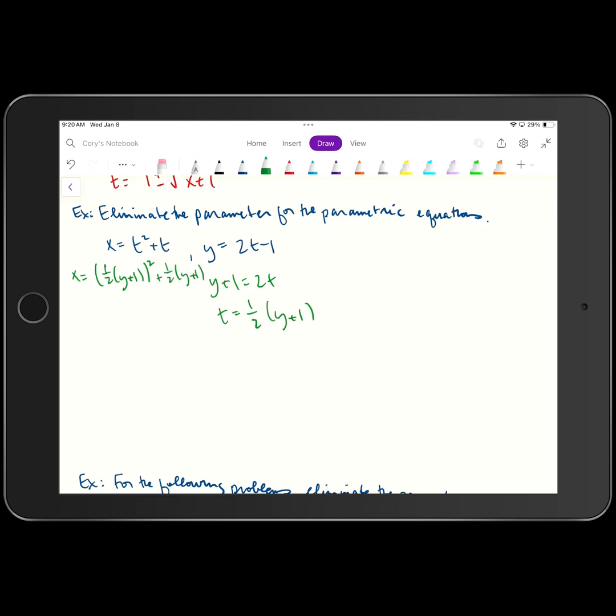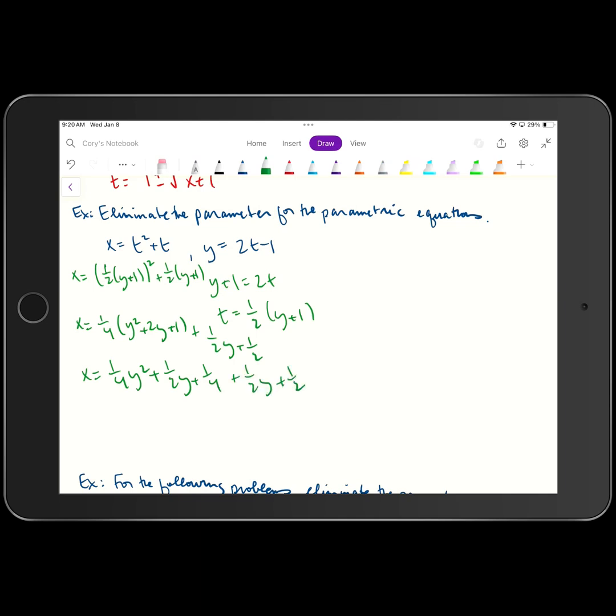Okay, so we're going to go through and simplify this. I'm going to apply the exponent to both factors inside the parentheses. So 1/2 squared is 1/4. Y plus 1 squared is going to FOIL out to y squared plus 2y plus 1, plus, and then we're going to distribute 1/2 across the next two terms inside the parentheses, giving us 1/2 y plus 1/2. So when we distribute 1/4, we get 1/4 y squared plus 1/2 y plus 1/4 plus 1/2 y plus 1/2.